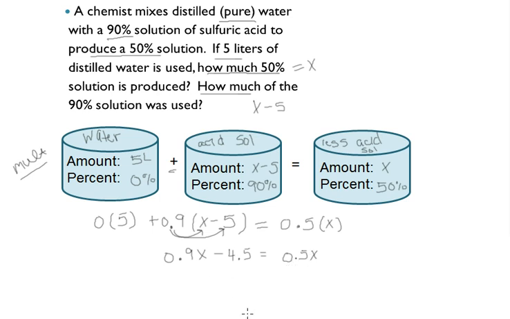And then I continue with the algebra, and I'll let you do that on your own and solve to get an answer. When you get the value for x, that will be the amount of the 50% solution. You then have to take that amount minus 5 to figure out the amount of the 90% solution.